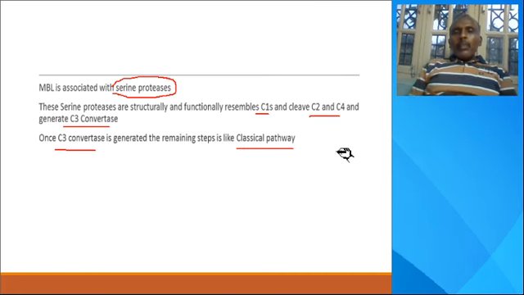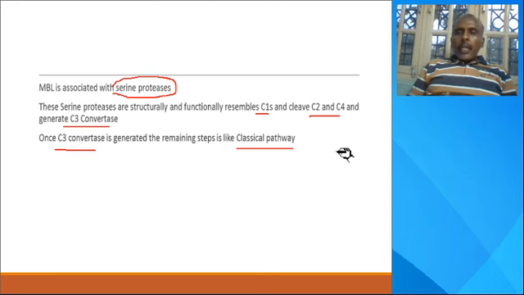So we can recapitulate that in any pathway, up to the C5 convertase is different. After the C5, the remaining steps are all similar, but up to the C5 there is a difference. In the classical pathway, an antigen antibody complex is required to trigger activation of complement proteins. But in the alternate pathway, the antigen is directly required.